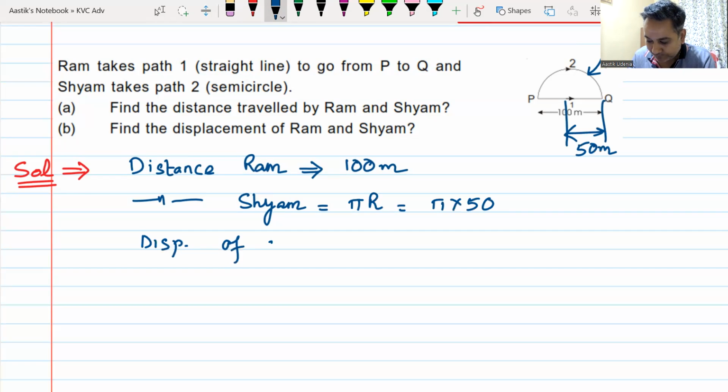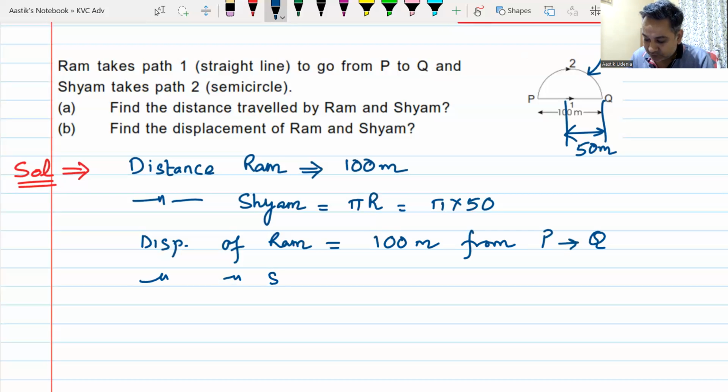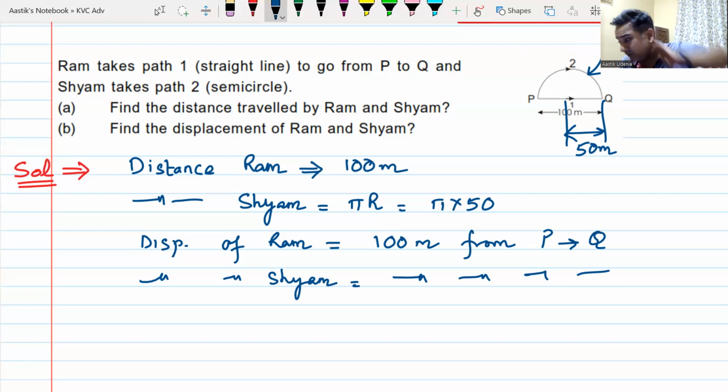Displacement of Ram. So it will be 100 meters. Yes, sir. That is the magnitude. Direction is from P to Q. Do we understand this? Yes, sir. What is the displacement of Sham? The displacement of Sham is the same because the initial and the final positions are the same. Do we understand this? Yes. They have traveled different distances, but they have the same displacement. For Ram, the distance and magnitude of displacement are the same because he travels in a straight line. We understand the entire concept? Yes, sir. Well done, sir.